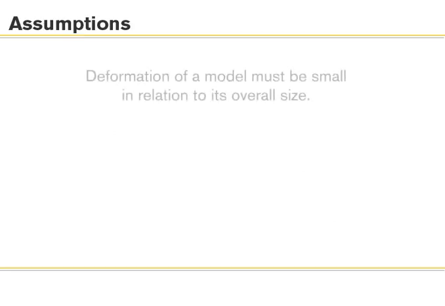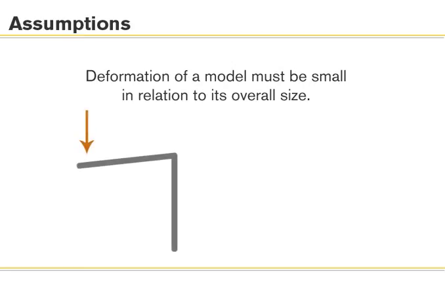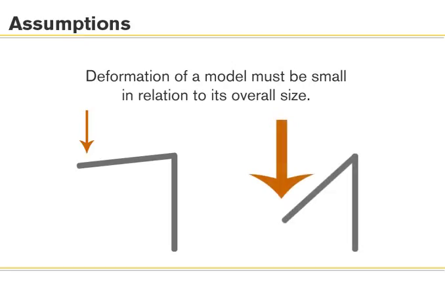The second assumption we make in Simulation Express is that material deformations must be relatively small. So, what exactly does that mean? As a general guideline, it means that the deformation of a model must be small in relation to its overall size. If you can't tell or can just barely tell that a loaded part has deformed, it probably conforms to the small displacement assumption. If the deformation is obvious, the small displacement theory may break down.